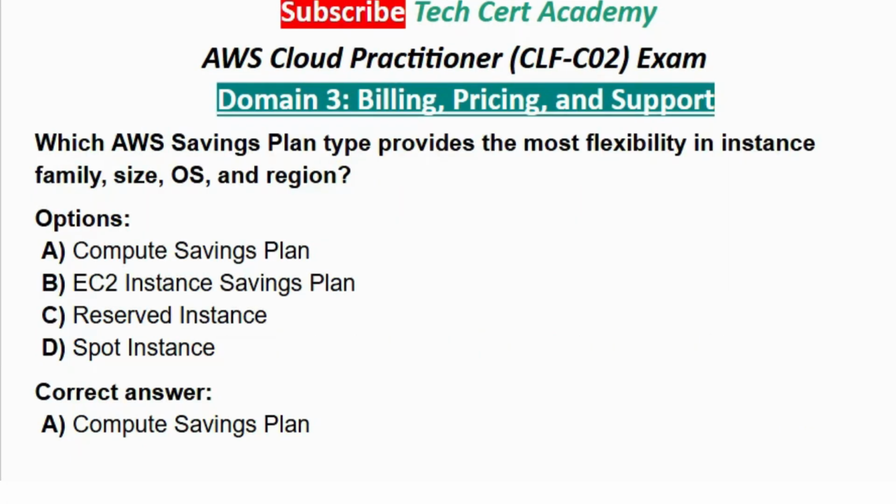Which AWS savings plan type provides the most flexibility in instance family, size, OS, and region? Options. A. Compute savings plan. B. EC2 instance savings plan. C. Reserved instance. D. Spot instance. Correct answer, A. Compute savings plan.